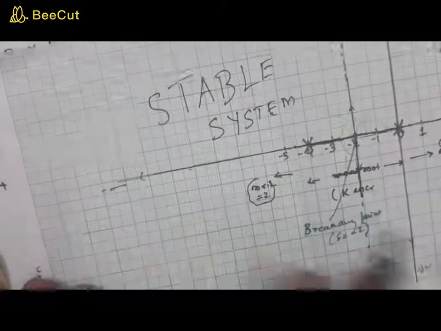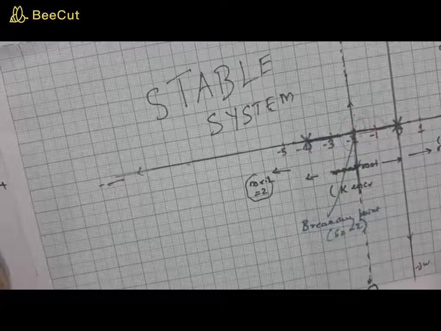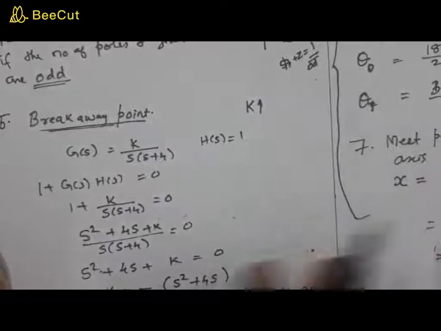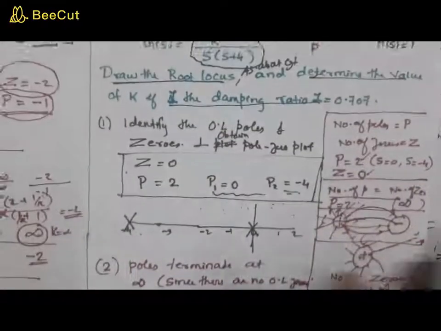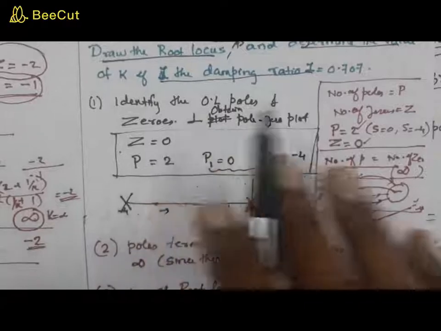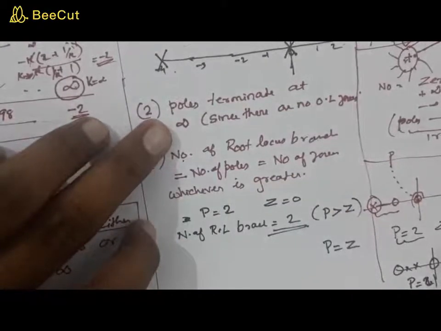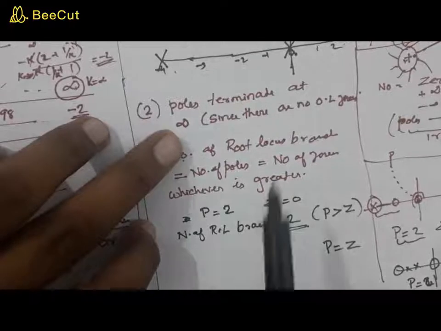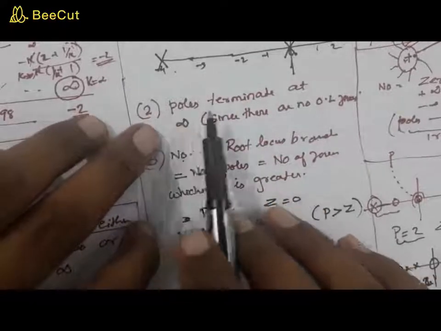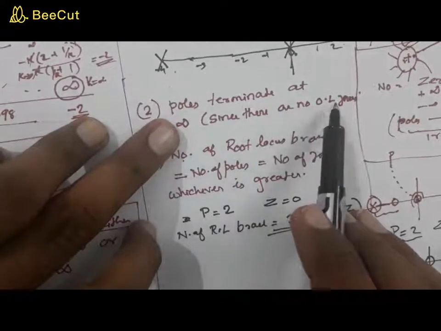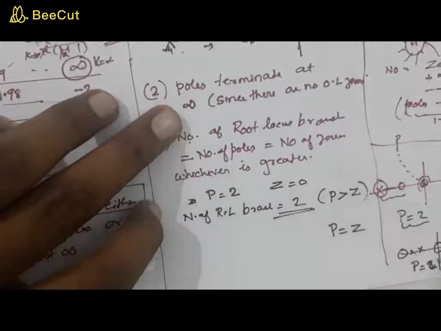Okay, so here you have the root locus, and from this you can come to the conclusion that it is a stable system. Now how many steps have we seen? These are the procedures. You have identified the open loop poles and obtained the pole-zero plot as in this graph. Then the second point is poles terminate at infinity. Since there are no open loop zeros, we are assuming that at infinity you have zeros.